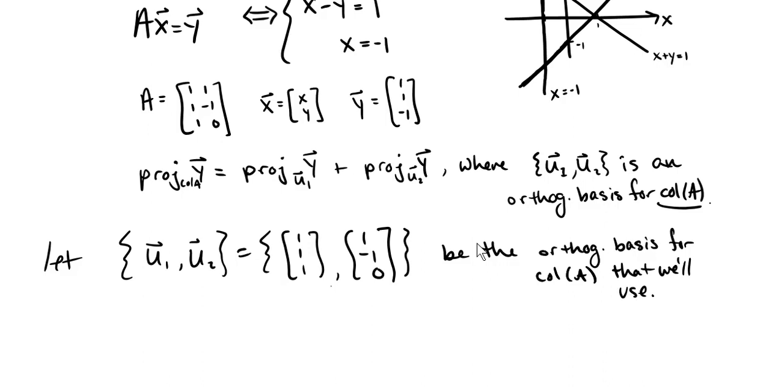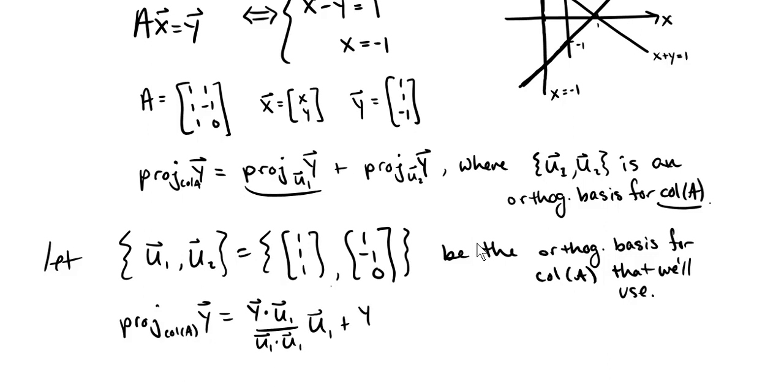You could use any orthogonal basis, but don't make it harder than it has to be. Here we were served one up, let's just use that. So our projection of Y into the column space of A is really just projection formulas here, which make this easy. Y dotted with U1 over U1 dotted with U1 times U1, plus Y dotted with U2 over U2 dotted with U2 times U2 vector. And this is pretty easy to compute.